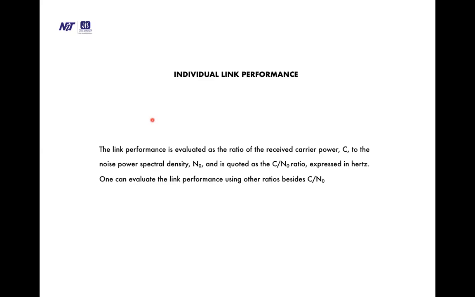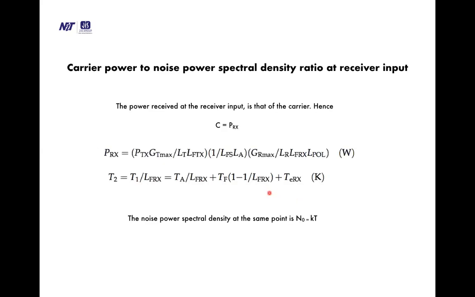Individual link performance. The link performance is evaluated as the ratio of the received carrier power C to the noise power spectral density N0 and is quoted as C by N0. This is very important: carrier to noise ratio expressed in Hertz. One can evaluate the link performance using other ratios besides carrier to noise ratio. Carrier power to noise power spectral density ratio at receiver input.